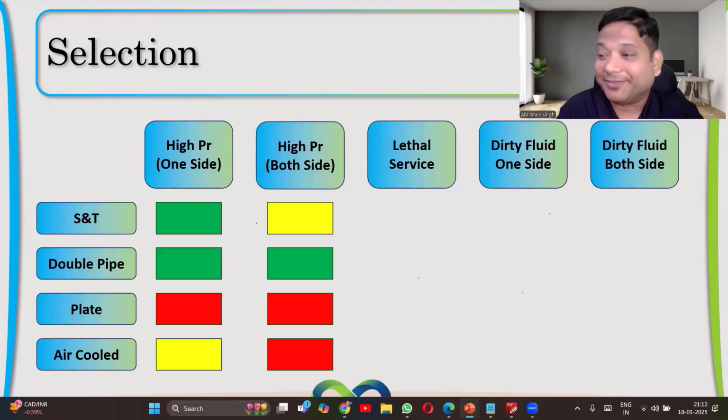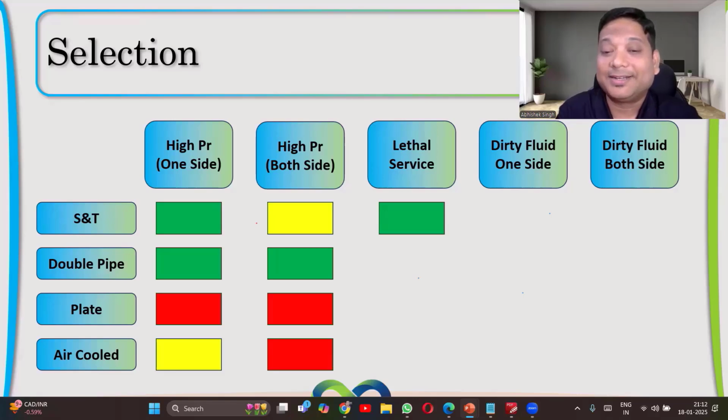So moving to the next criteria, which is lethal service. If you have a lethal service, dangerous for human being, for shell and tube, what do you feel? Consider that lethal service is in one side fluid. Definitely will not be having both sides as lethal. So one side is lethal. Shell and tube, we don't have problem. We do it all the time, right? Most of the time we are designing one of the liquids as lethal. Okay, so shell and tube, there is no problem.